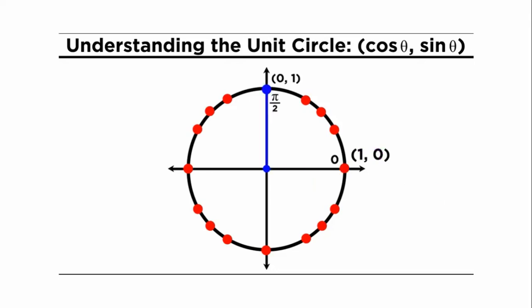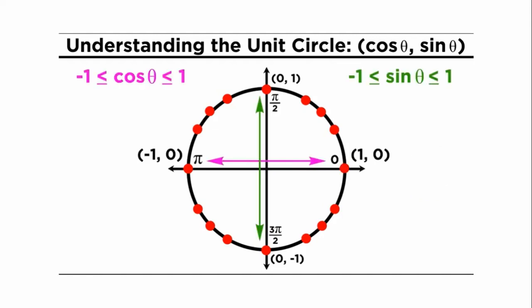It will be just as easy to figure out the values for half pi, as this point has the coordinates 0, 1. So the cosine of half pi must be 0, while the sine of half pi must be 1. At pi, we get -1 and 0. And at 3/2 pi, we get 0 and -1. Once we make it to 2 pi, we are back where we started, and the cycle continues.